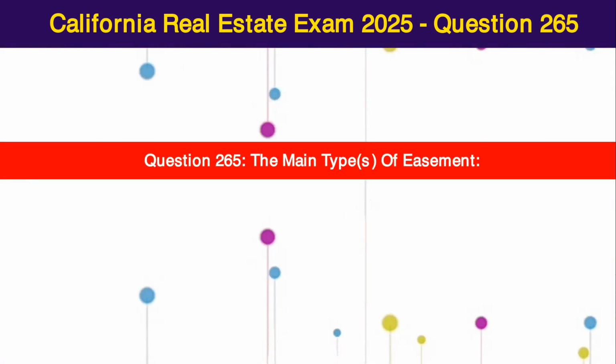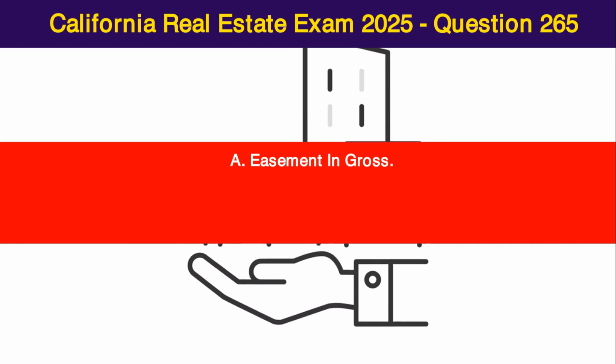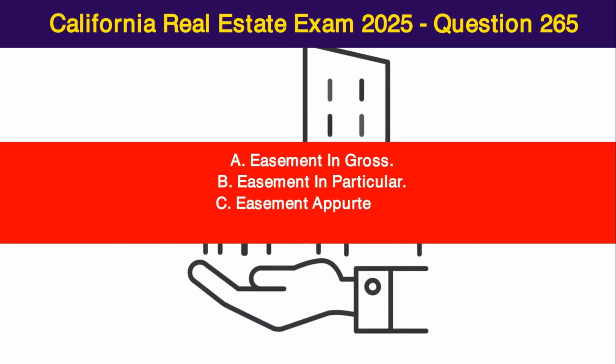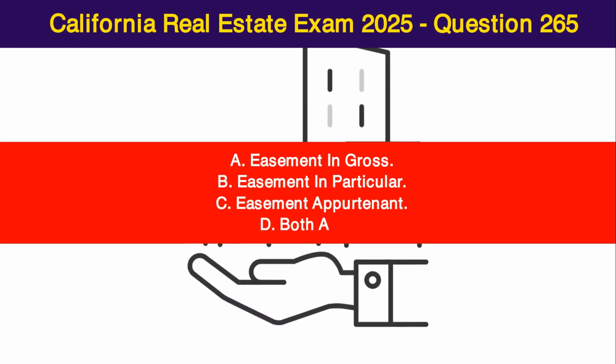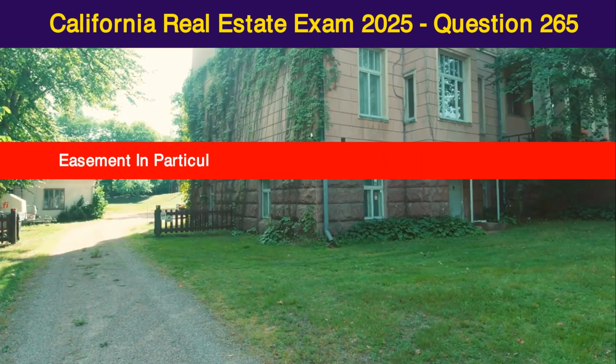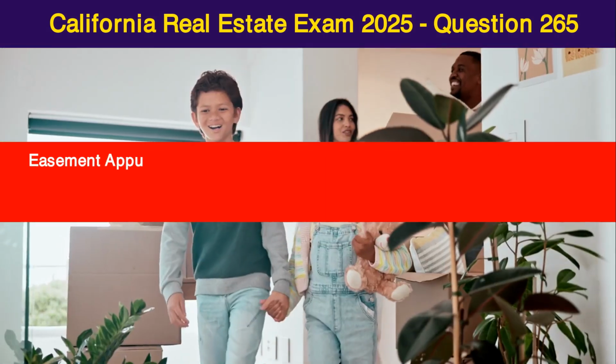Question 265. The main types of easement. A. Easement in gross. B. Easement in particular. C. Easement appurtenant. D. Both A and C. Correct answer is D. Both A and C. Easement in particular is not a standard legal term for easements.